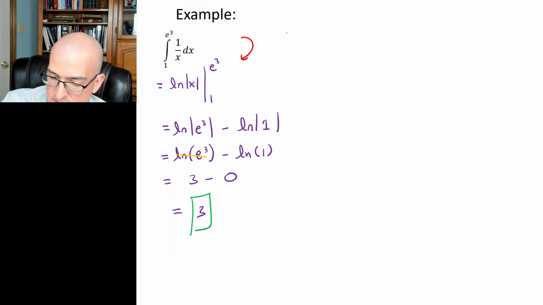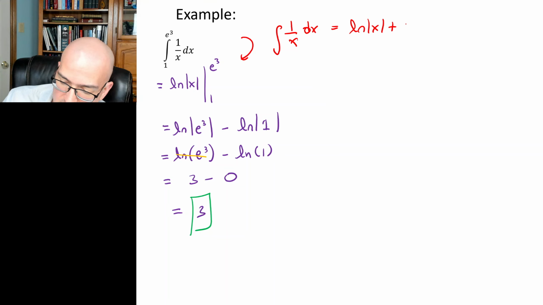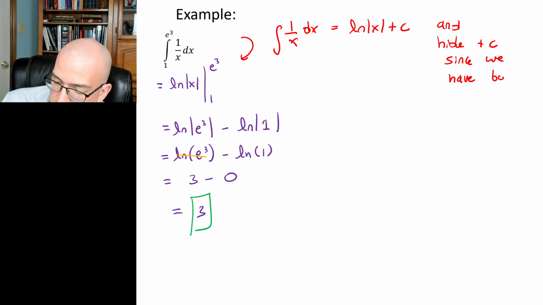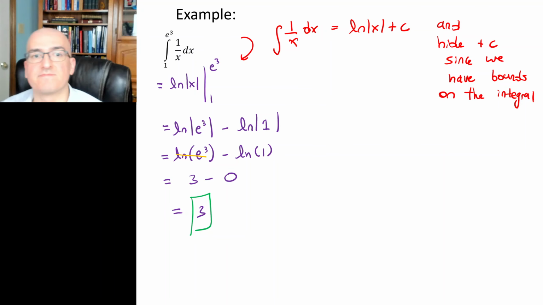I'll write that down. Antiderivative of 1 over x dx is equal to ln absolute value of x plus c. And hide plus c since we have bounds on the integral. Just as a reminder why we're hiding the plus c: it'll cancel out.